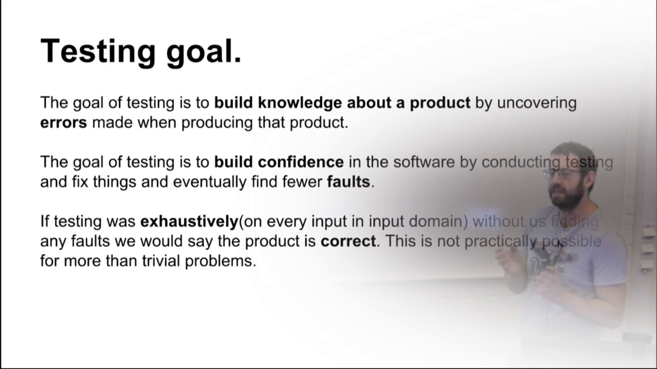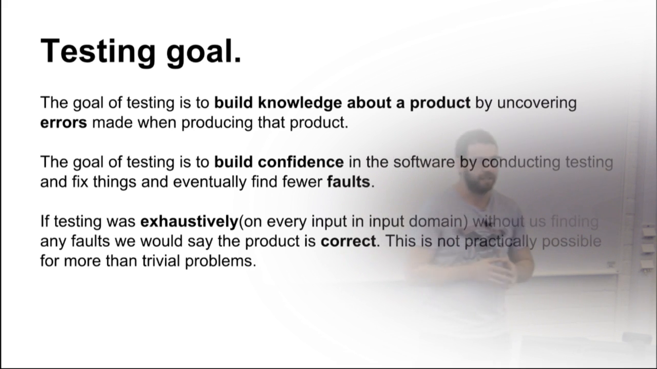If we could test everything, we'd run it on every machine, test it with every input, test it at any time of the day, any time of the week. If we tested the software exhaustively, if we reached every input in the input domain without finding any faults, we could say that the product is correct. But in order to say by testing that a product is correct, we would need to test everything. This is not possible for most projects. There are some school labs of that size, microscopic programs where you can do this.